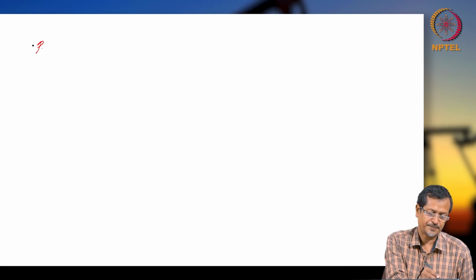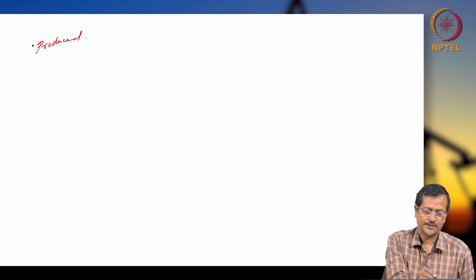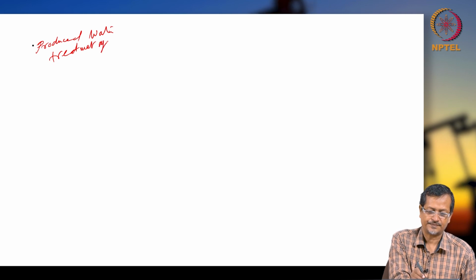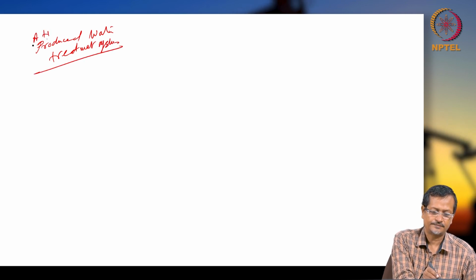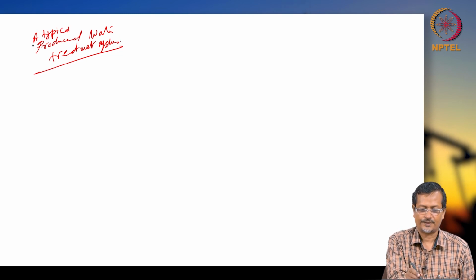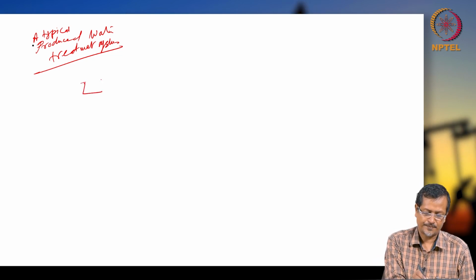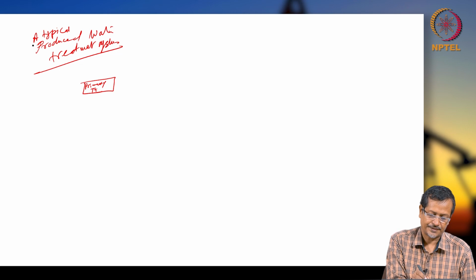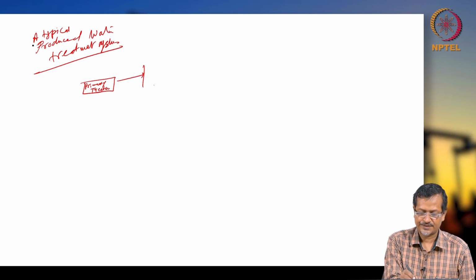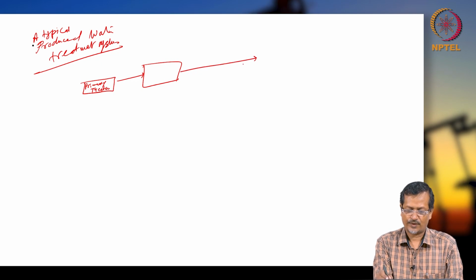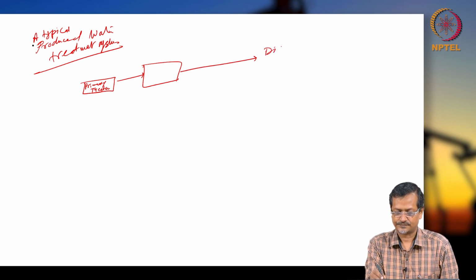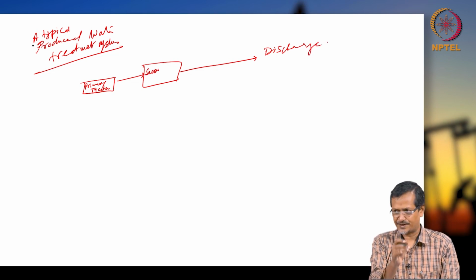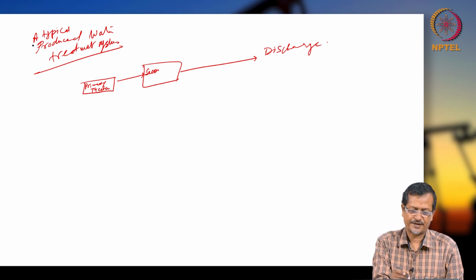Typical produced water treatment system. Okay, so I'll draw one diagram. Some primary treater is there, from there a secondary treater. So many types of treaters will be there, in 1, 2, 3 stages. So there you are getting water, so you can discharge. They are called primary treater, secondary treater.